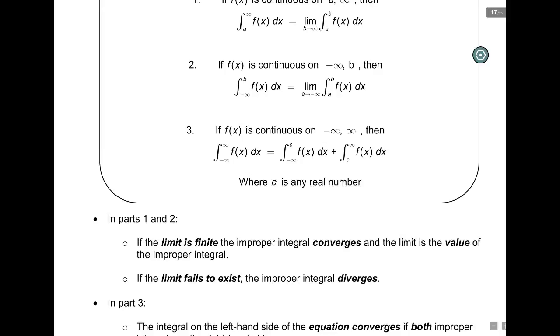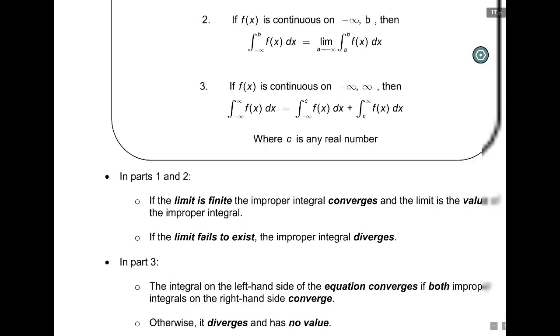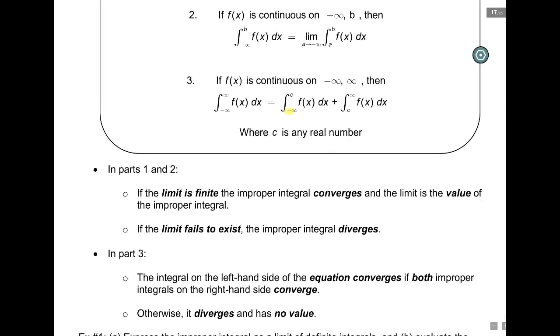And finally, what if both our lower and our upper bounds are negative infinity to infinity? Then we are actually going to rewrite it as the sum of two integrals. So we replace the lower and the upper, and then we evaluate those separately.